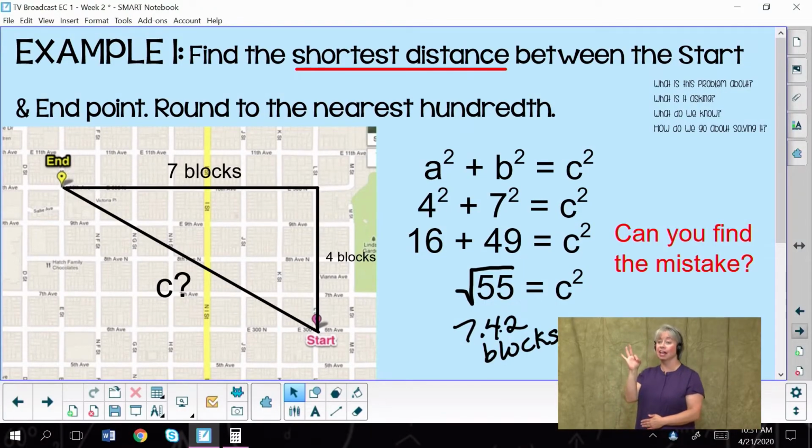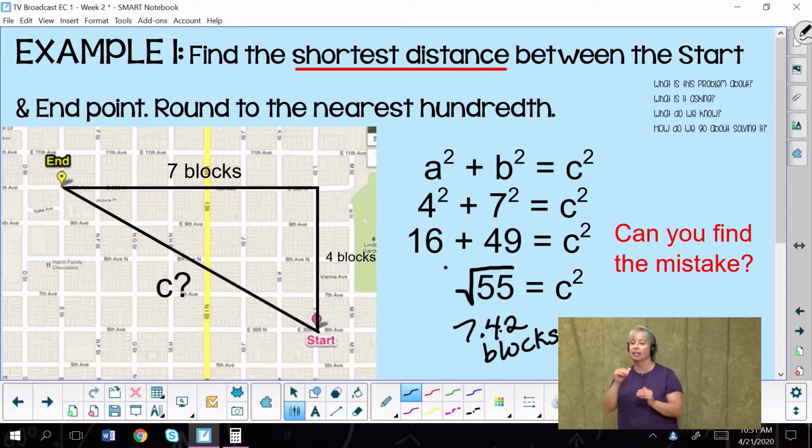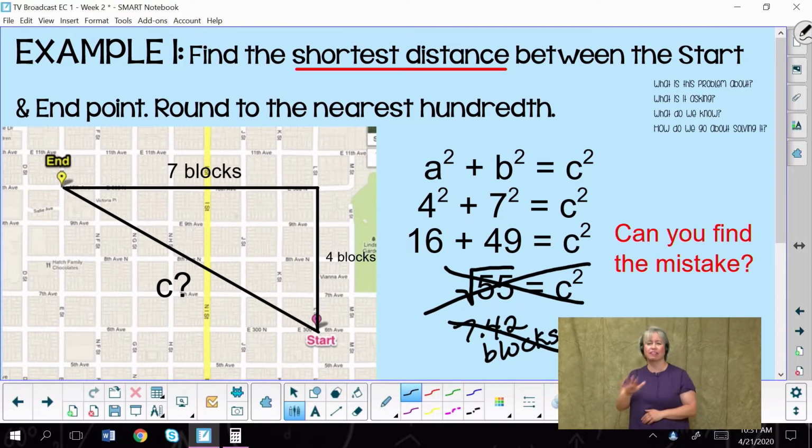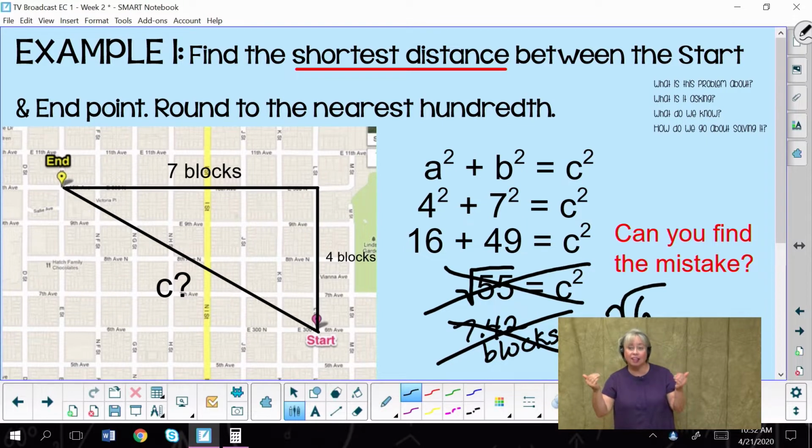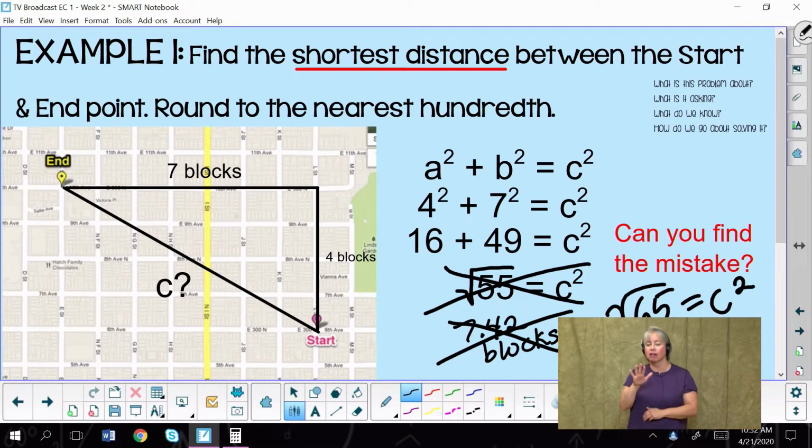That's right, 16 plus 49, it is not 55. So this would not be the right answer. But we can find the right answer. 16 plus 49 is what, class? 65. Sometimes when we go really fast with math, we may make a quick mistake. So we need to, anytime, like I said, we need to go back and go over it. So it's 65. We know that 65 is just a little bit over 64, and so this is going to be a little more than 8.